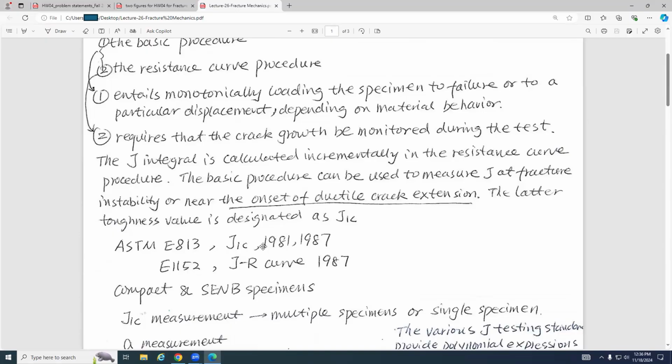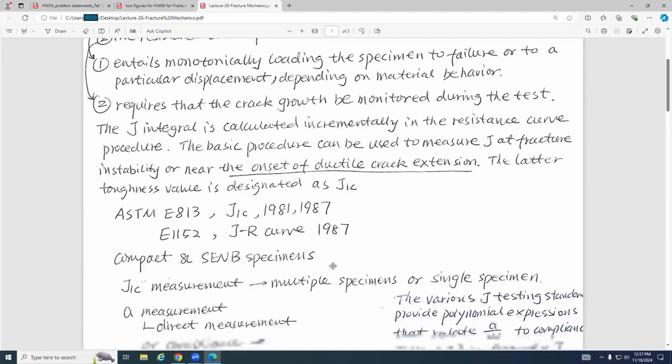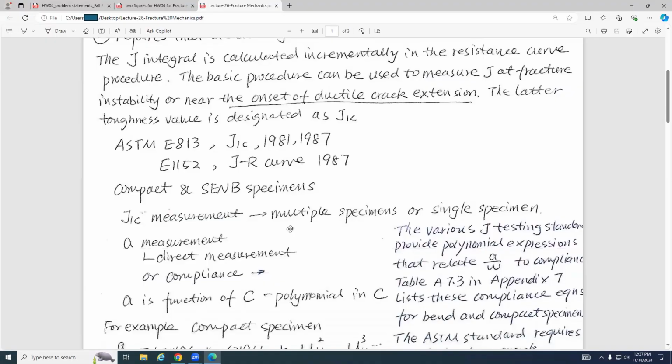Last time we talked about the JR curve. J is the J integral, R is the resistance curve. When we put these two together, we can know under what condition this crack will grow, how it will grow, and how long after it grows it will stop. So 1987 is the version.